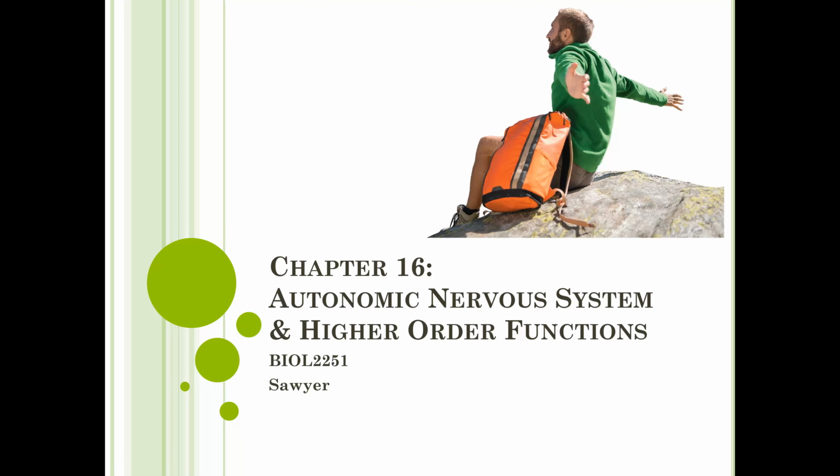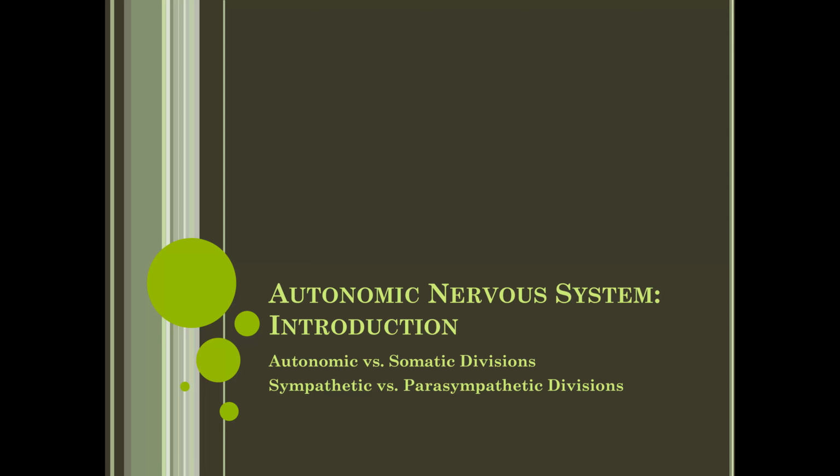So this is chapter 16, where we're going to focus primarily on the autonomic nervous system, but we'll also briefly mention some other higher order brain functions. So we'll start with an introduction to the autonomic nervous system. I'm going to tell you the difference between the autonomic and somatic divisions of the nervous system, as well as the differences between the sympathetic and parasympathetic divisions of the autonomic nervous system.